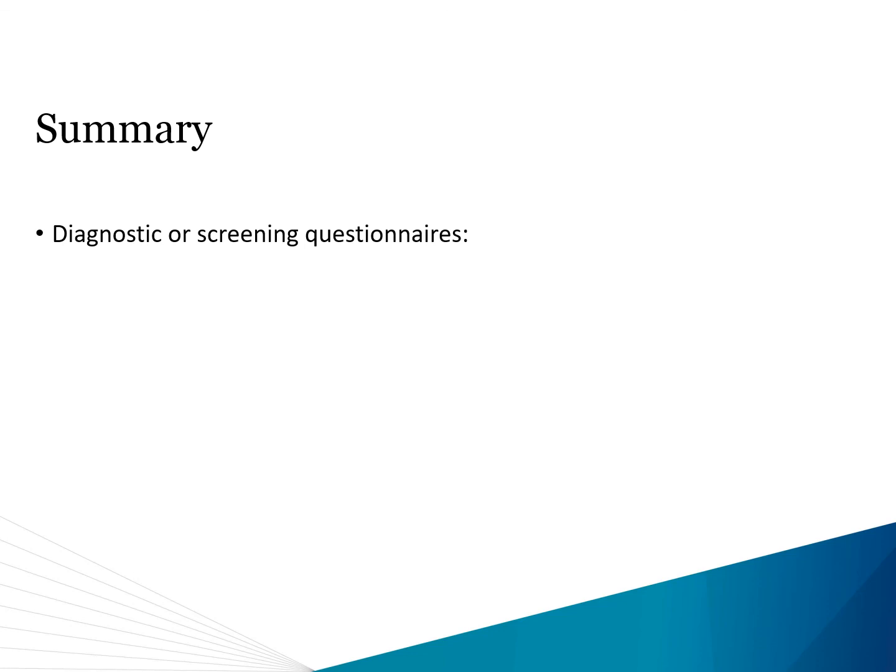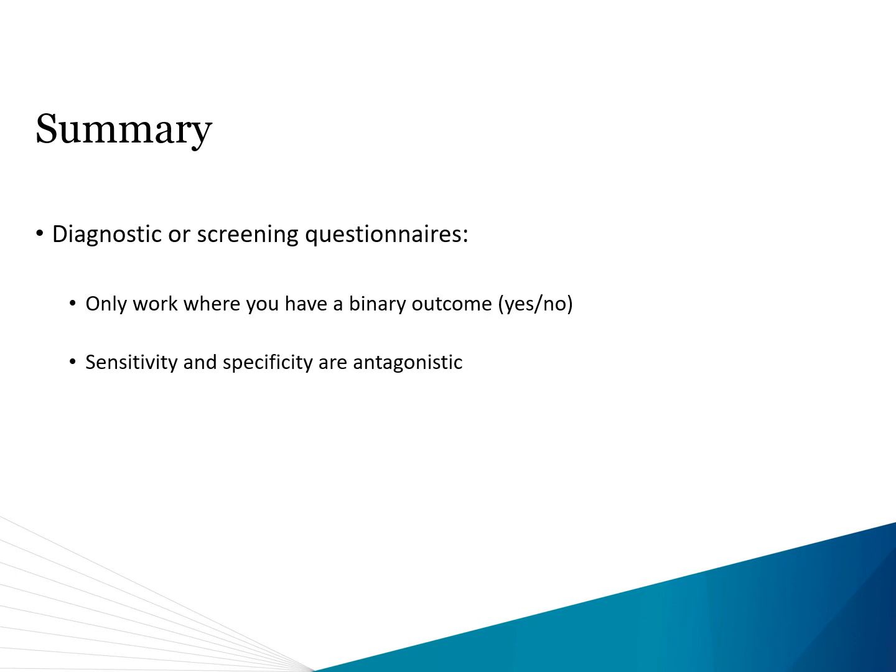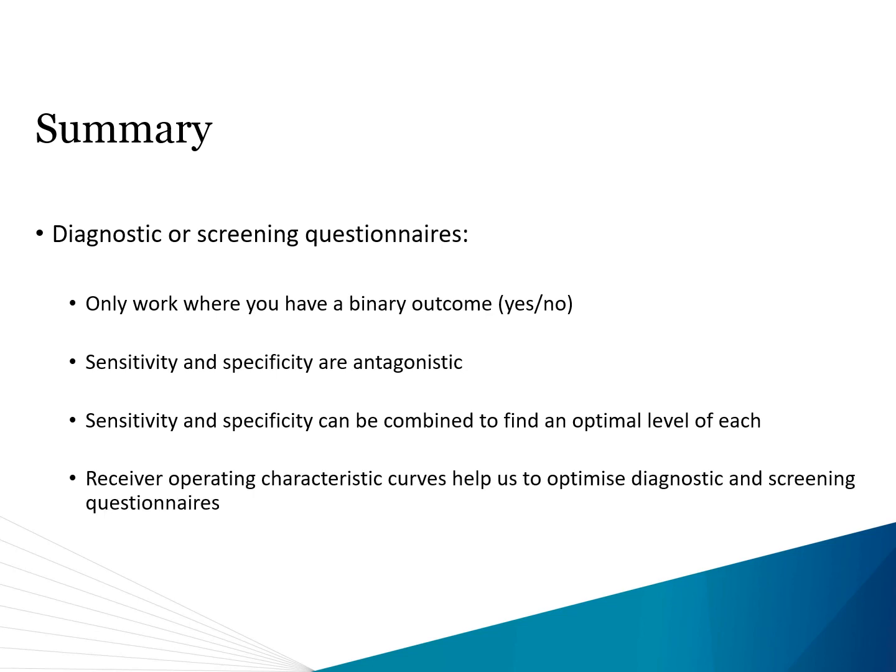So in summary, diagnostic or screening questionnaires only work when you have a binary outcome, yes or no, does the person have the condition or not. Sensitivity and specificity are antagonistic. Sensitivity and specificity can be combined to find an optimal level of each. That's your receiver operating characteristic curves. And the receiver operating characteristic curves help us to optimize diagnostic and screening questionnaires. But finally, positive and negative predictive values are helpful in real screening situations.